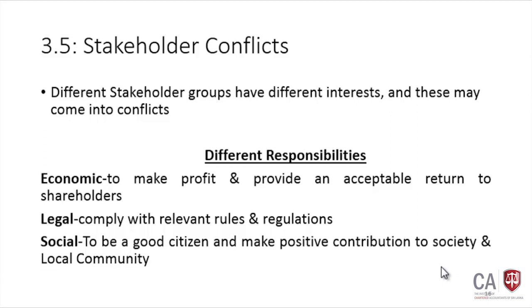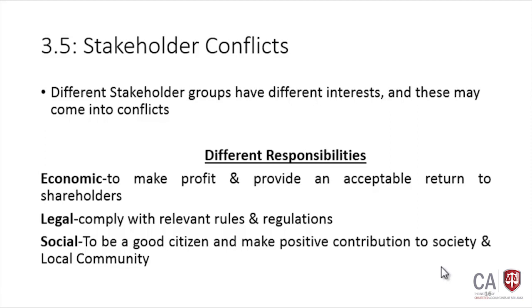Look at employees. What is the main objective of employees? Employees want to get the maximum benefit from the organization. They need to get a higher salary and other benefits from the organization. If you pay more to the employees, then who will be affected? Shareholders will be affected. Shareholder return will be affected. Now see, they conflict with each other.